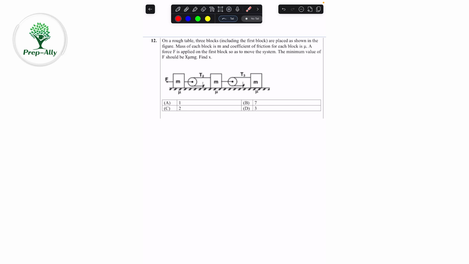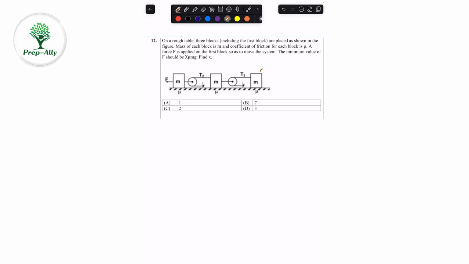We are solving 12th question of PAVE exam. In this question it is saying on the rough table 3 blocks, including the first block, this and this, are placed as shown in the figure. Mass of each block is m and coefficient of friction for each block is mu. A force F is applied on the first block as shown in the figure to move the system. The minimum value of F should be x mu mg. Find the value of x.